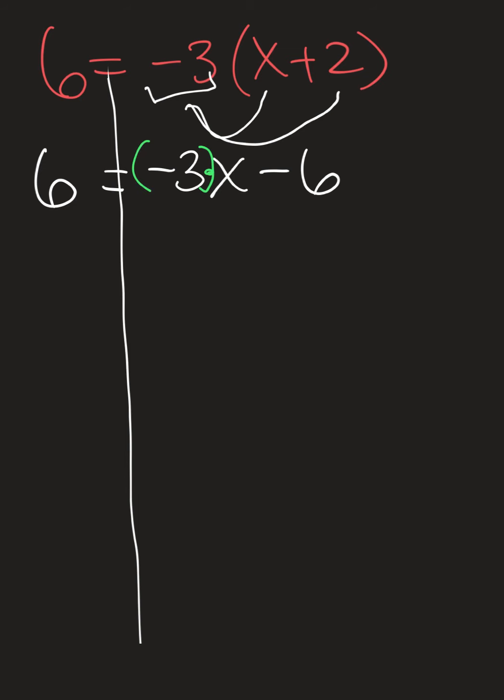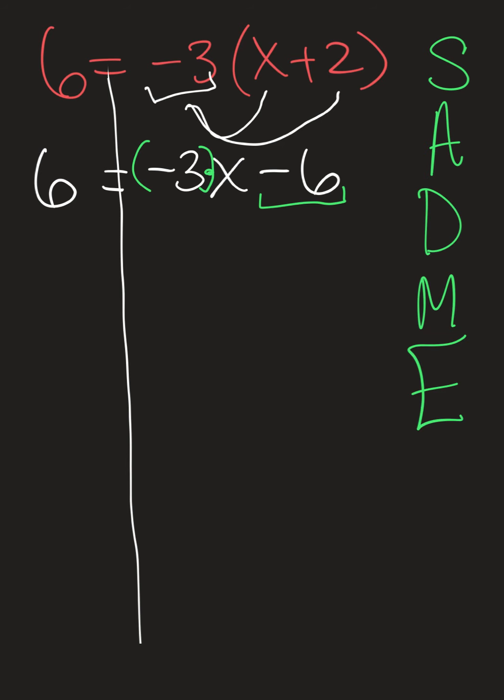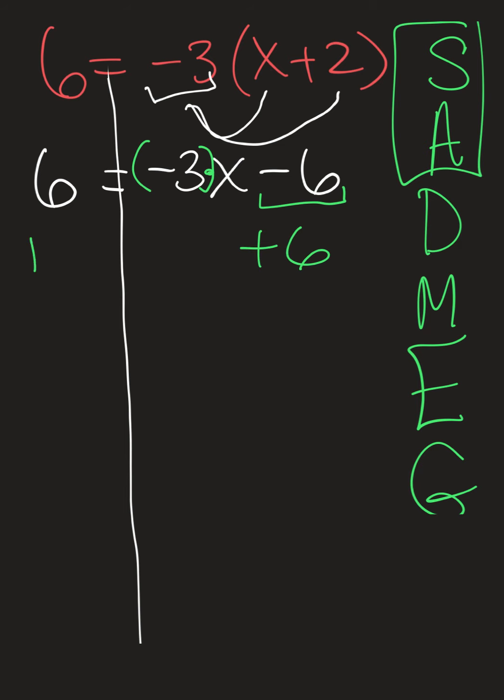I'm multiplying by negative 3, and I'm subtracting 6. My inverse order of operations, SADMEG, tells me that I'm going to do any addition or subtraction elimination first. So I am going to add 6 to both sides because the opposite of subtraction is addition. That cancels out the minus 6, leaves us with negative 3 times x. And of course, 6 plus 6 is equal to 12.